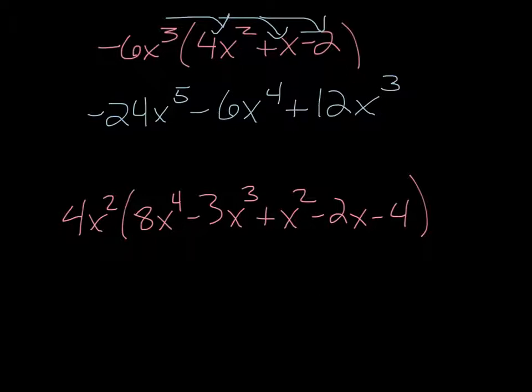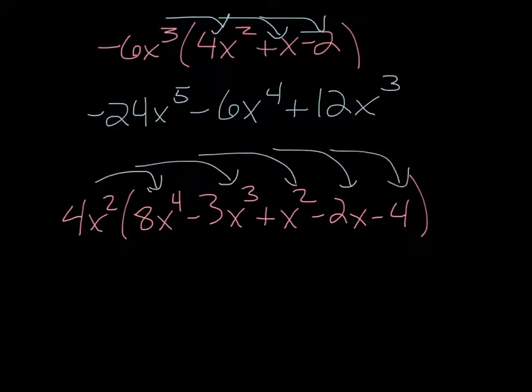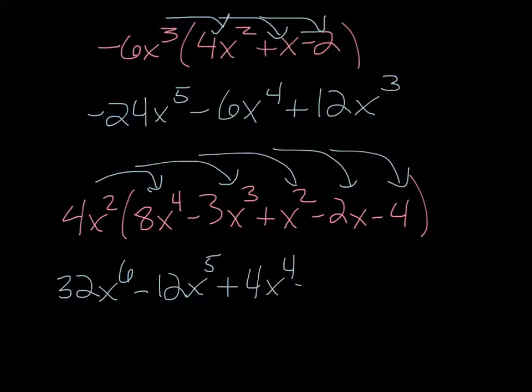For the next example, same idea. Should be pretty easy by this point. Again, watch your signs. 4x squared times 8x to the fourth is 32x to the sixth. 4x squared times negative 3x cubed is negative 12x to the fifth. And we have plus 4x to the fourth minus 8x cubed minus 16x squared.